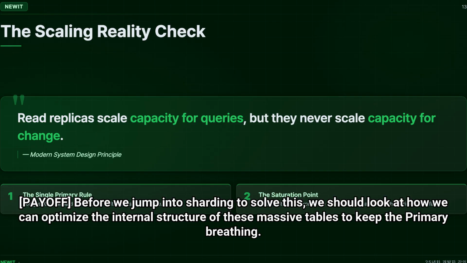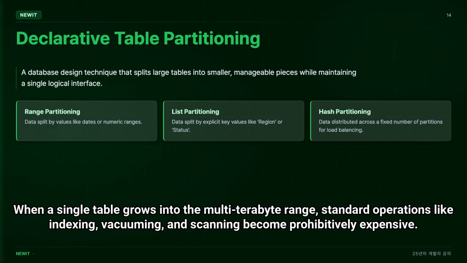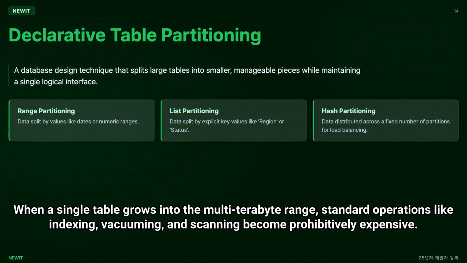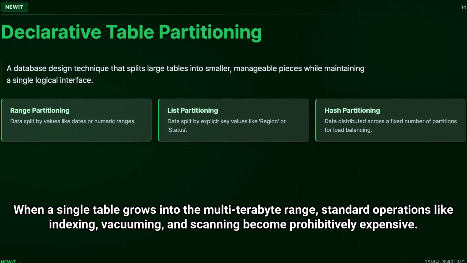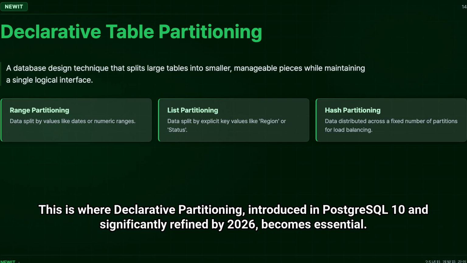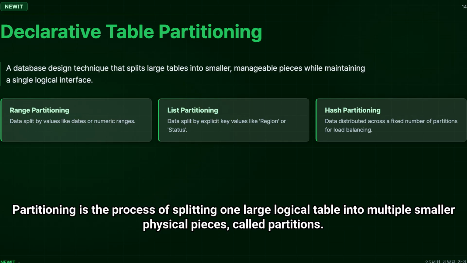Before we jump into sharding to solve this, we should look at how we can optimize the internal structure of these massive tables to keep the primary breathing. When a single table grows into the multi-terabyte range, standard operations like indexing, vacuuming, and scanning become prohibitively expensive. This is where declarative partitioning, introduced in PostgreSQL 10 and significantly refined by 2026, becomes essential.